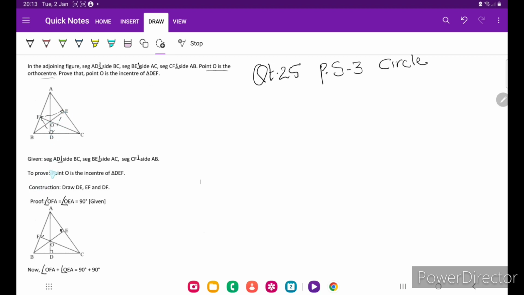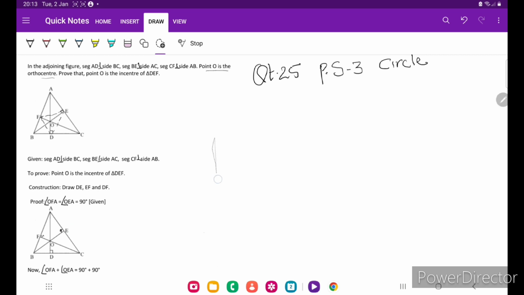So here we know how to proceed. We write given, then we write to prove, and then we do the construction. First, we will look at triangle ABC, in which angle F is given as 90 and angle E is also given as 90.